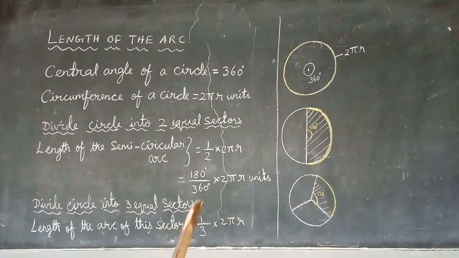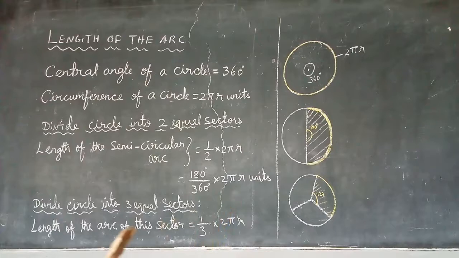Why am I writing this angle? I am writing it for generalization, to derive the formula. We know the central angle of a circle is 360 degrees, and the central angle of a semicircle is 180 degrees. If you cancel, you will get 1/2.